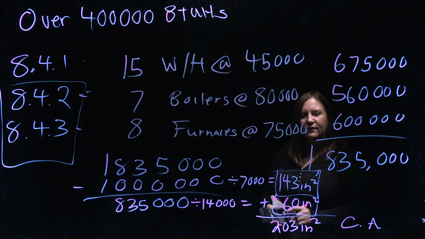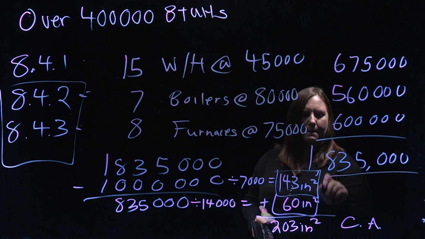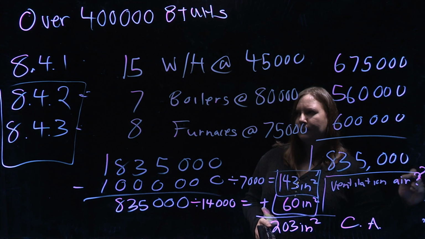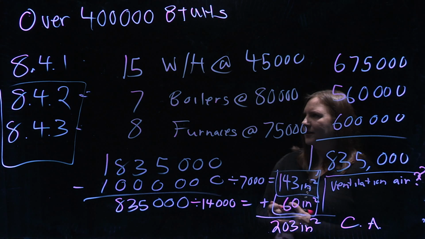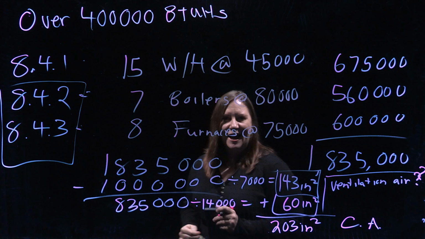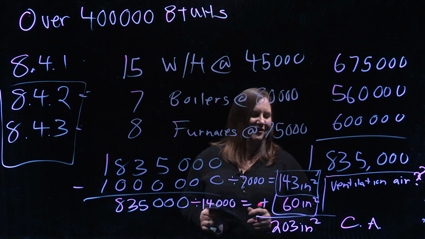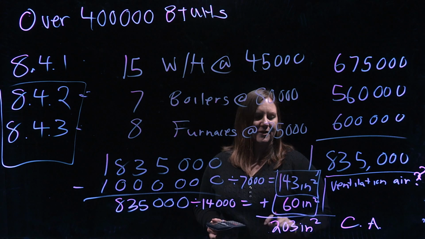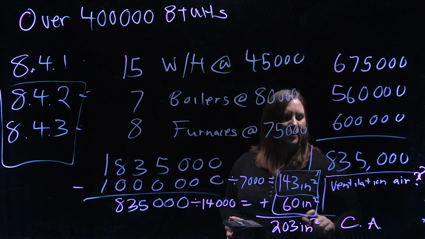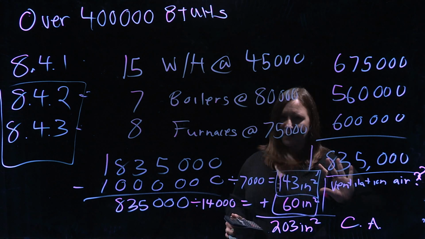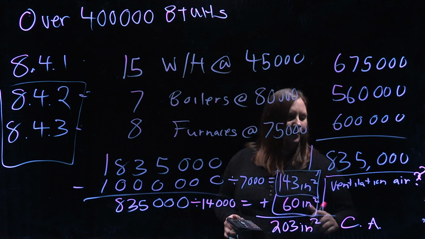So what do I need for my ventilation air? Hopefully at this point you said, oh, I know that, Mary. I have to go to 8.4.1. It says that I need 10%, but not less than 10 square inches. What's 10% of 203 square inches? 203 square inches, 10%, gives us 20.3. And again, you can say 20.3. 20.3 is completely acceptable. I like to round up.